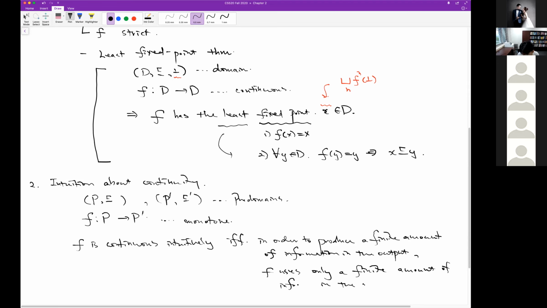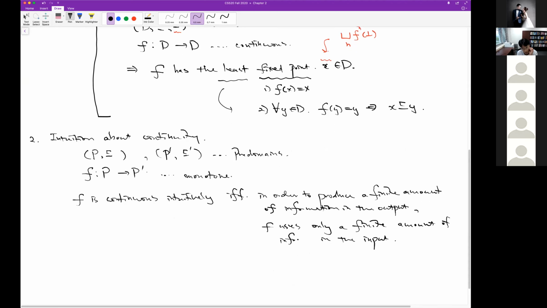Now, think about f as a program. Imagine a program that runs forever. It takes an infinite sequence or stream as an input and produces a stream as an output. That kind of program exists, like an operating system, which takes an infinite stream as input and produces an infinite stream as output. If you take a finite prefix of the output and ask how much information of the input is used, a program can only use a finite amount of information in the input.